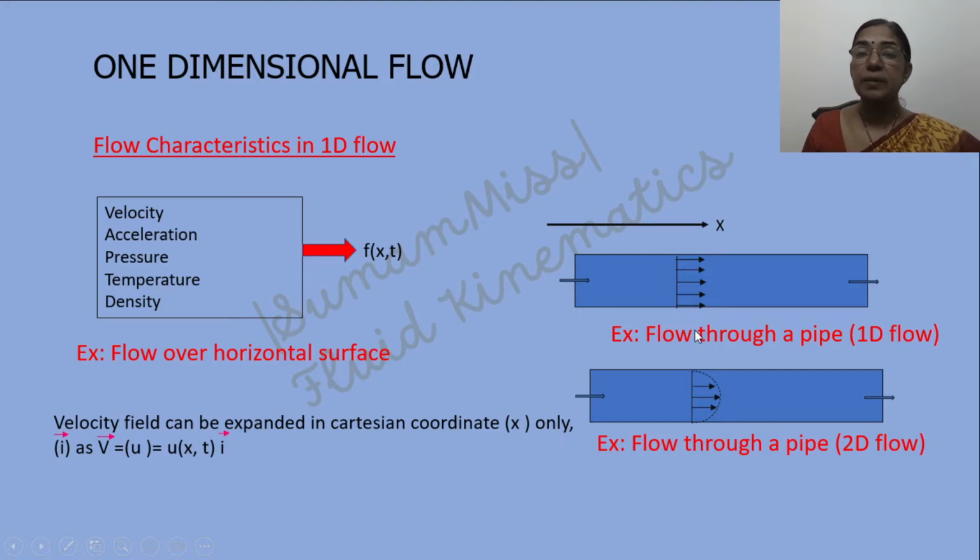So if you want to represent the real flow accurately, in order to capture the real flow characteristics, we have to analyze the flow as three-dimensional. Otherwise, we have to go for two-dimensional or one-dimensional. For one-dimensional flow, accuracy is less compared to two-dimensional as well as three-dimensional. Real flow is three-dimensional flow.